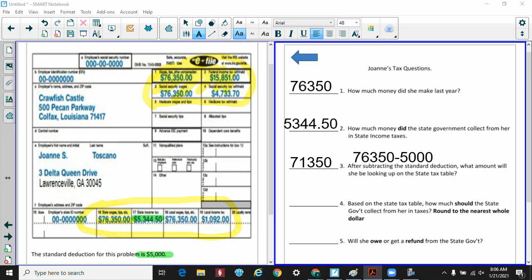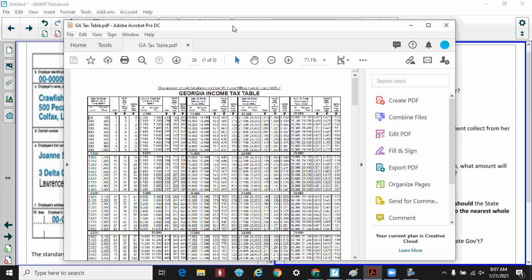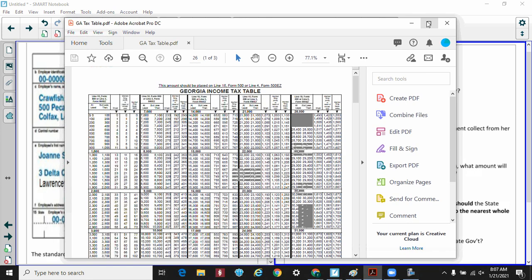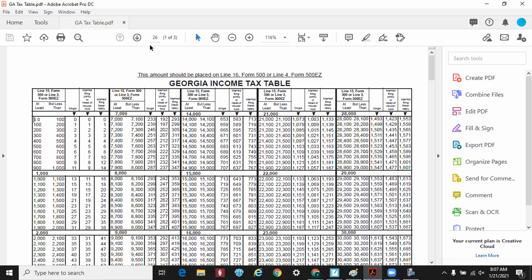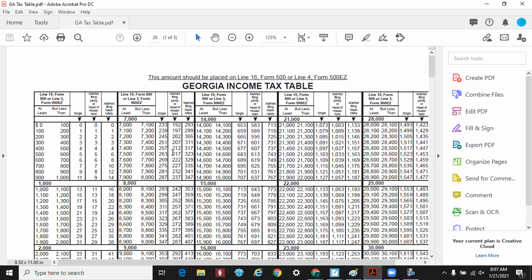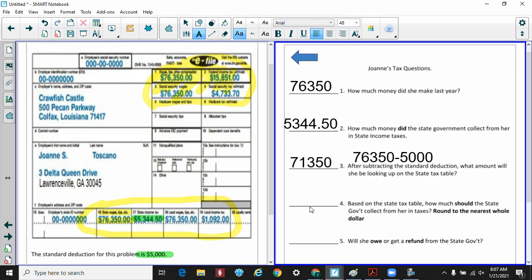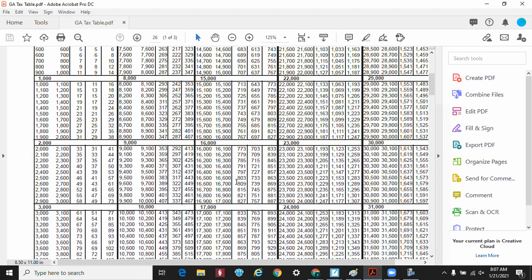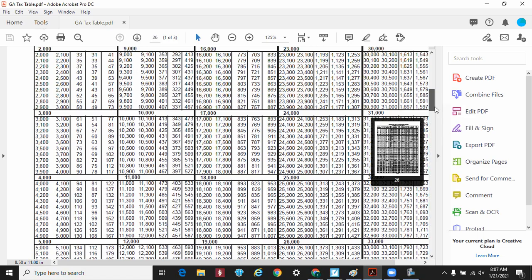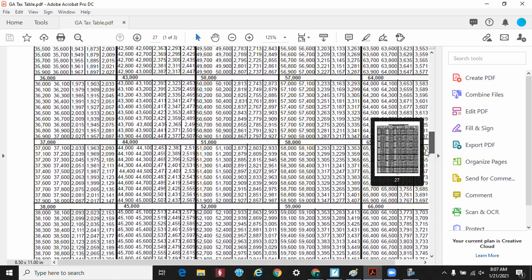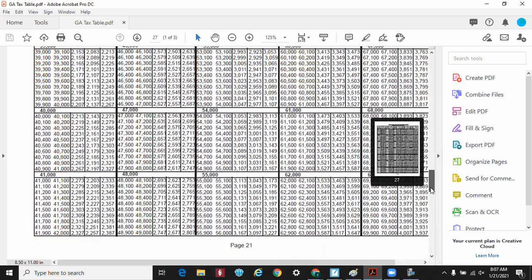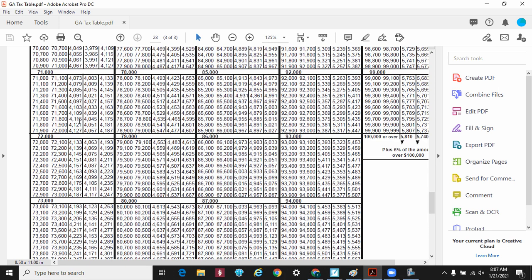Based on the state tax table, this is where we need to use the state tax table. So let me bring that in. The state tax table is a little much, but it's very easy to see. It's just broken up into thousands. Like there's 1,000, there's 8,015. We are looking for 71,350. So 71,000. We're going to scroll down. The more you work with this table, the easier it'll get. It just looks like a lot, but it's actually pretty easy.